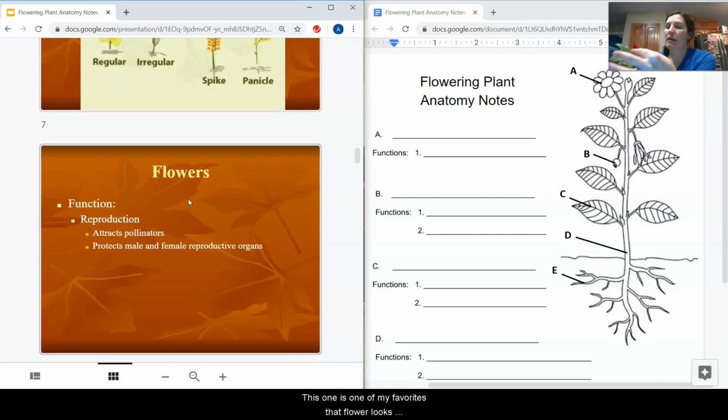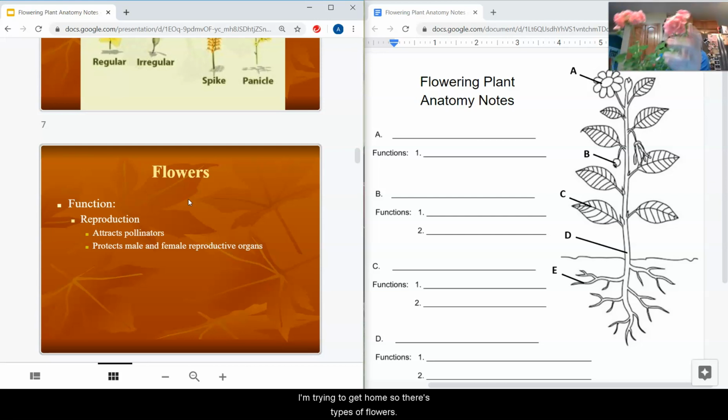This one's one of my favorites. Okay, that flower looks kind of flat. Again, lots of different colors. Then you've got more like these flowers here, where you've got a composite flower, where there's lots of different flowers in one little bunch. Sorry, I'm trying to get it on the camera.